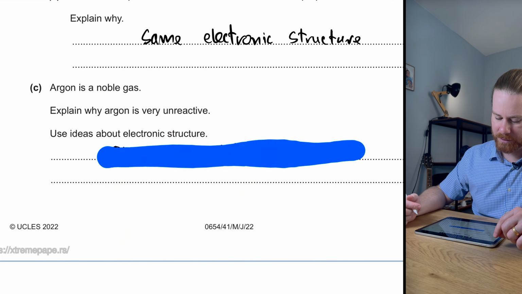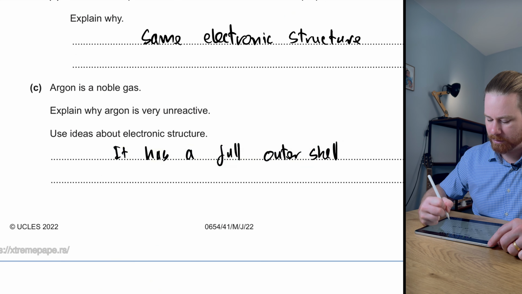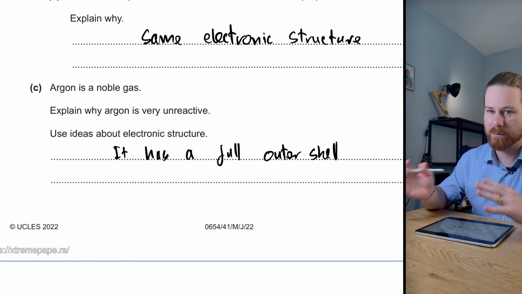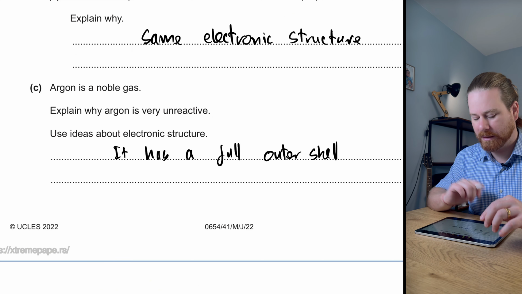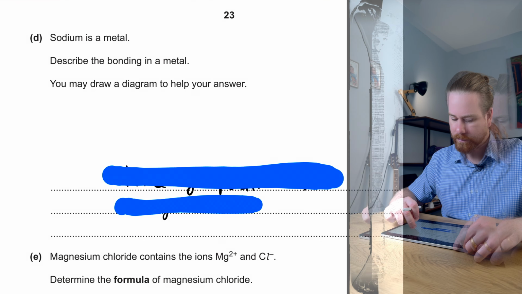Okay, argon is a noble gas. Explain why it is very unreactive. Well, it's because it has a full outer shell. This is why all of the elements are reacting, apart from group 8. They're trying to get a full outer shell. If you've got a full outer shell, you don't need to do any reacting.